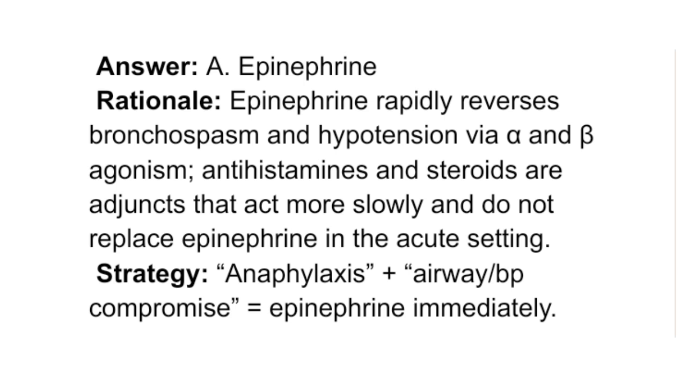Epinephrine. Rationale: epinephrine rapidly reverses bronchospasm and hypotension via alpha and beta agonism. Antihistamines and steroids are adjuncts that act more slowly and do not replace epinephrine in the acute setting. Strategy: anaphylaxis plus airway/BP compromise equals epinephrine immediately.